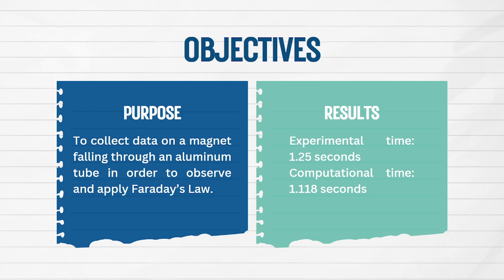To quickly go over some of our objectives, our main purpose for this lab was to collect data on a magnet falling through an aluminum tube in order to observe and apply Faraday's Law. To give you a quick overview of the results, for the experimental time I got an average of 1.25 seconds, and for the computational time through the GlowScript simulation, I got 1.118 seconds.